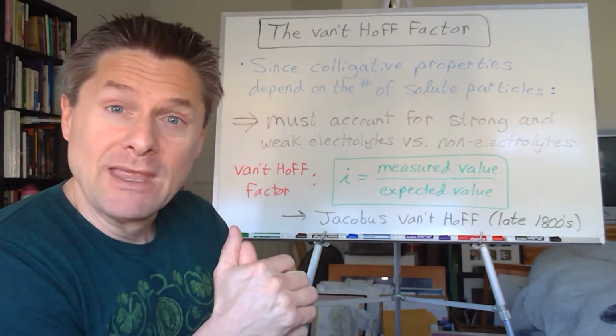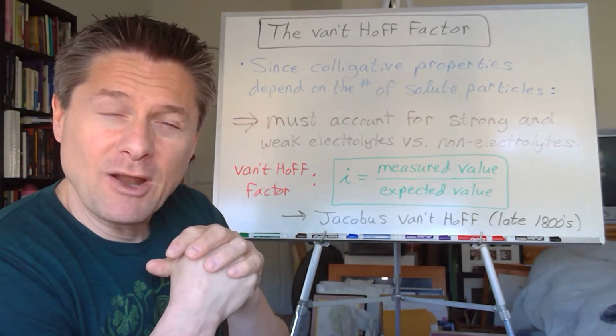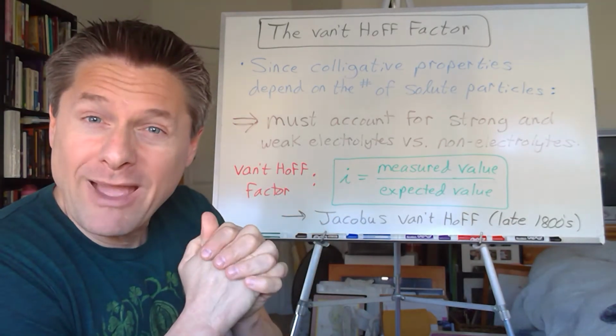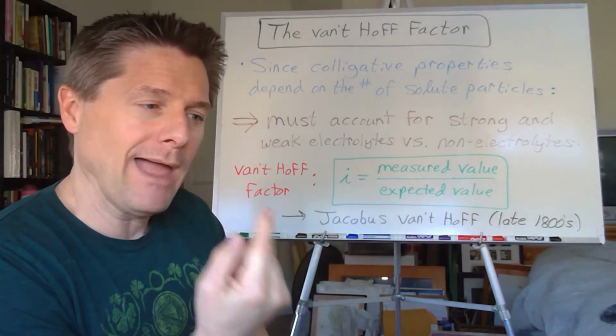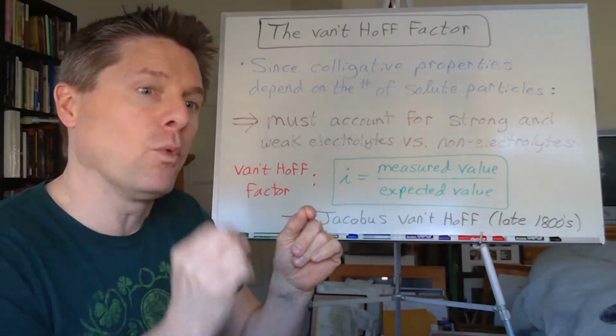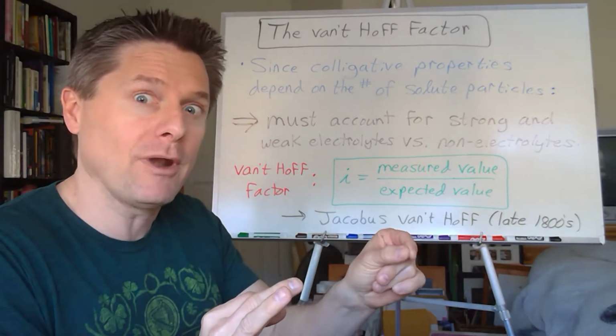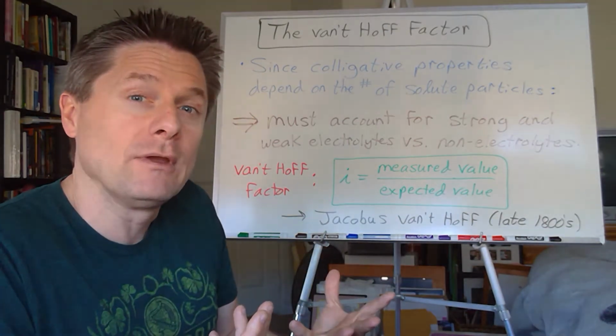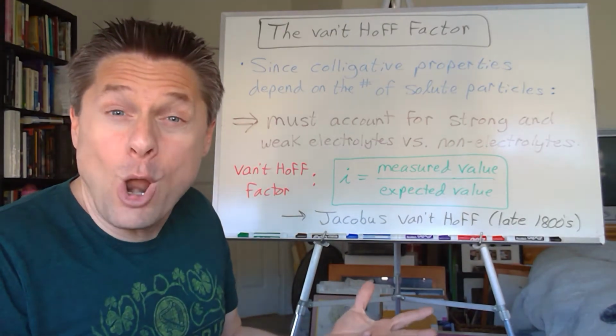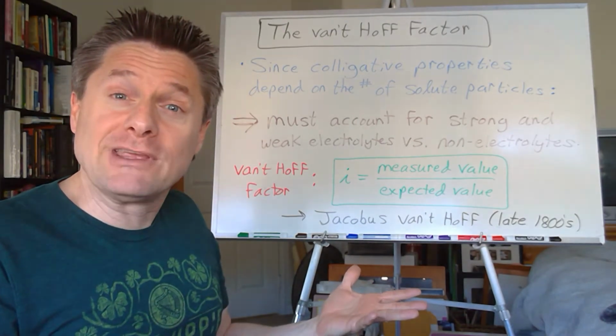It's a 1-to-1 ratio. But you take a strong electrolyte like sodium chloride, a soluble ionic compound, well, 1 mole of sodium chloride becomes 1 mole of sodium ions and 1 mole of chloride ions. So it actually forms 2 moles of solute particles. Oh no! That's going to screw things up, right?